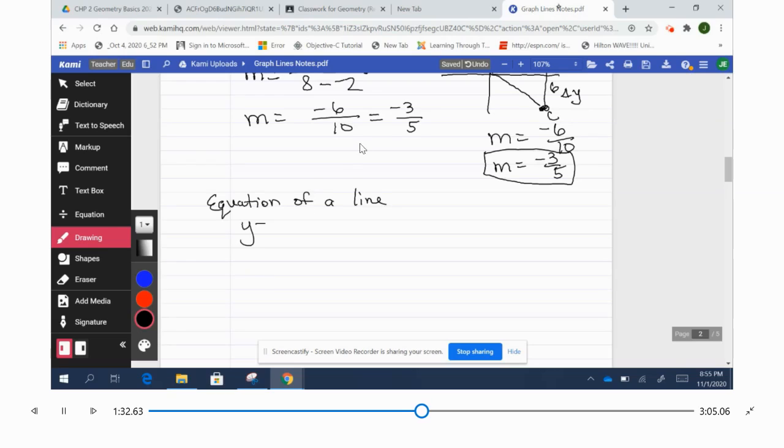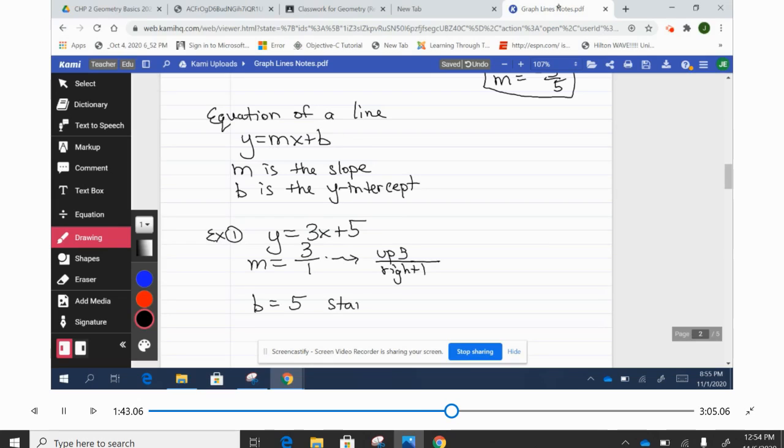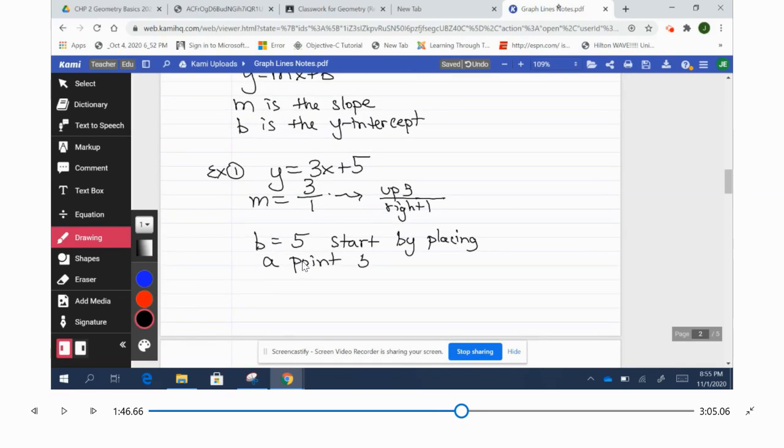Okay, so that's the end of our slope discussion. Now we have equation of a line. So we have slope-intercept format. This is what you're very used to, so I'm not going to spend too much time on that. Basically, students learned mx plus b format, right? So b is the y-intercept.